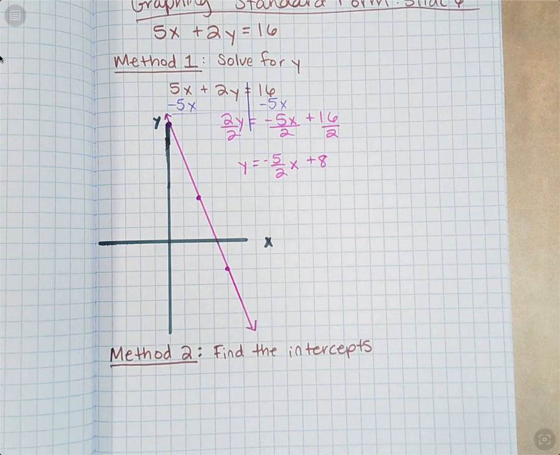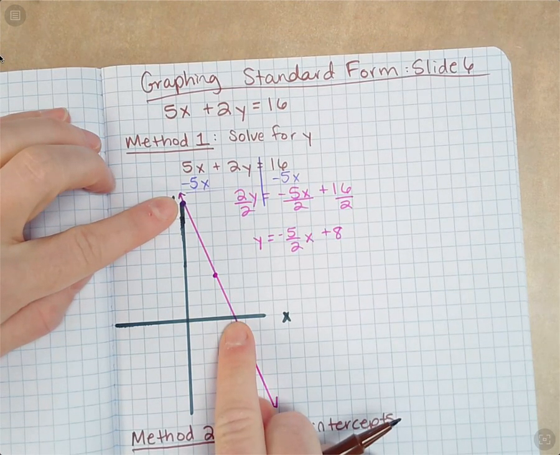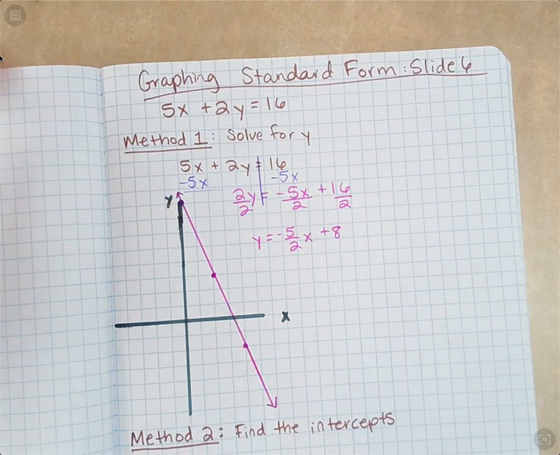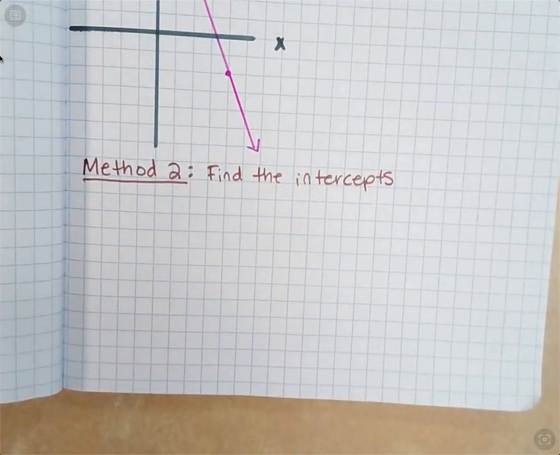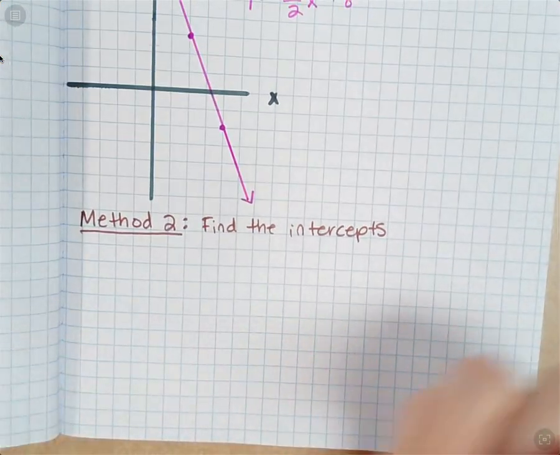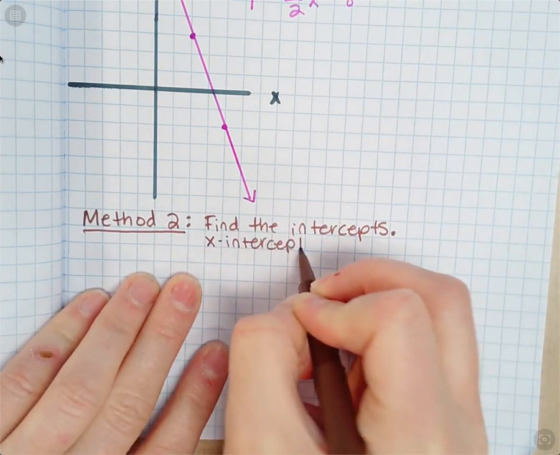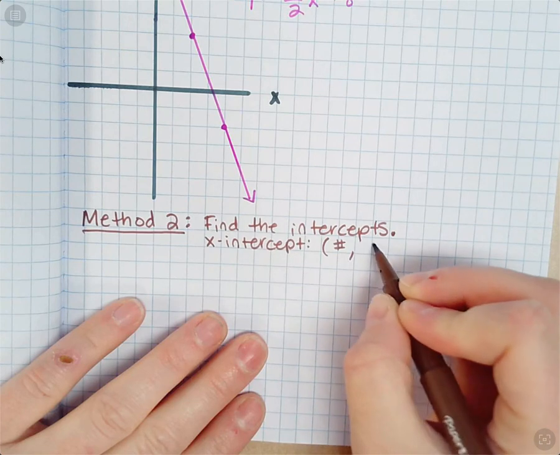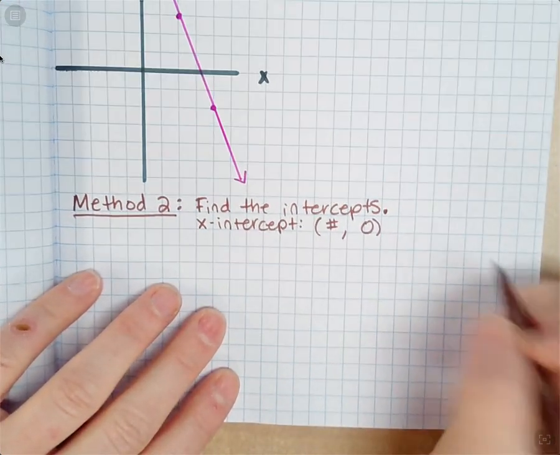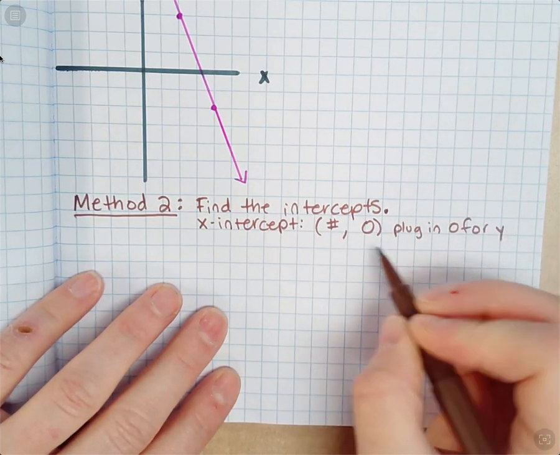Okay, so method 2 is finding the intercepts. Whenever I say the intercepts, we are finding the y-intercept and the x-intercept, and then drawing a line, because you only need 2 points to form a line. For an x-intercept, that's whenever you have a number for x and a 0 for y. So you're going to plug in 0 for y and solve for x.